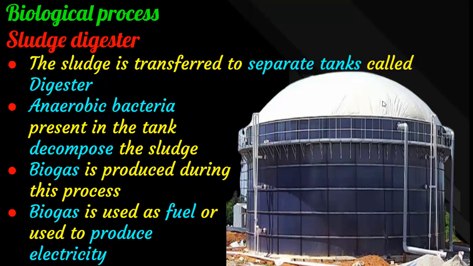And anaerobic bacteria means bacteria which do not require oxygen for their survival. And during this process, they convert the sludge into biogas. This biogas is used to produce electricity or as a cooking fuel. Decomposed and dried sludge is also used as manure to add nutrients to the soil.